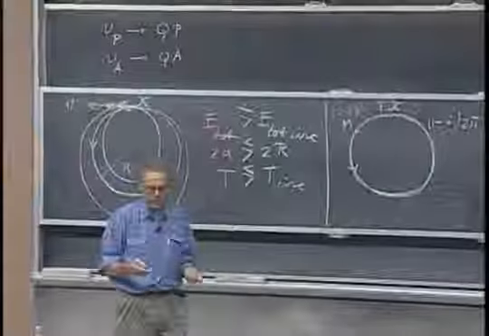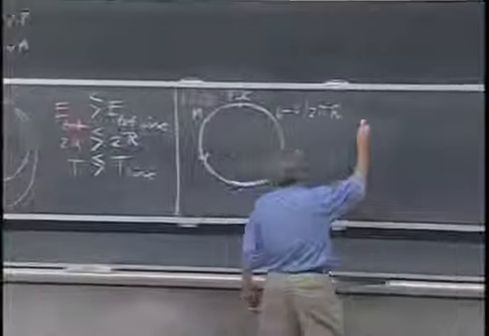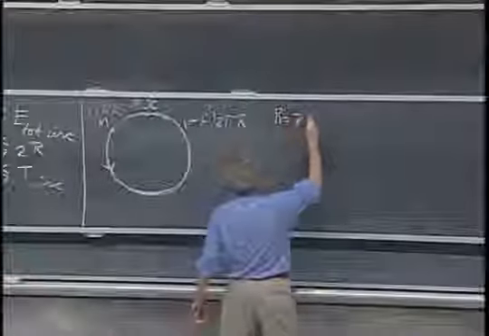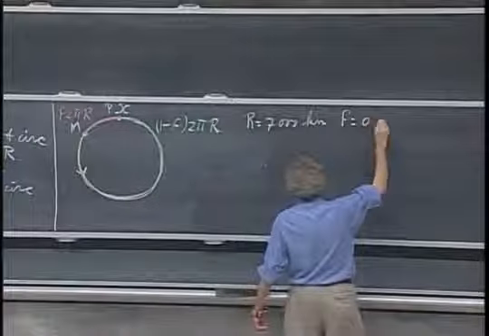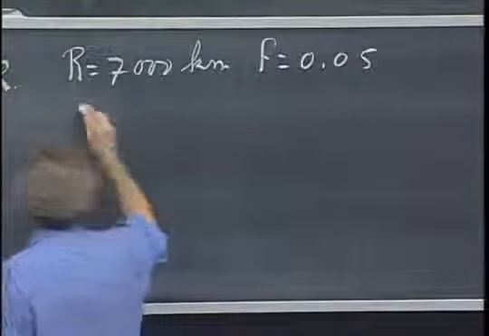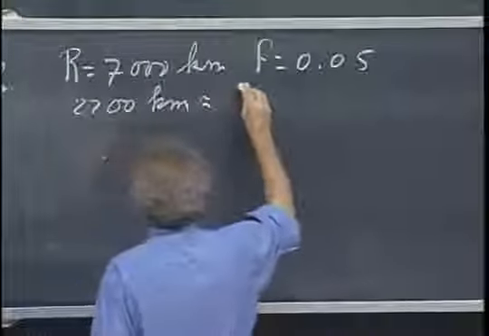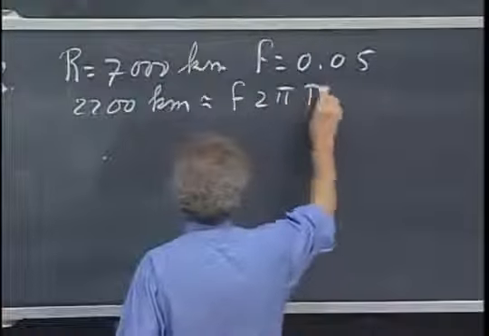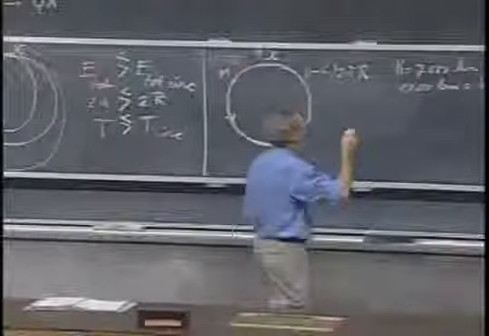And I will be more specific by giving you some numbers, then you can digest that better. Suppose they are in an orbit with a radius of 7,000 kilometers. And suppose f equals 0.05. So the separation between Peter and Mary is 2,200 kilometers. So that is f times 2 pi r. If you know the radius r, then of course the velocity of the astronauts follows immediately. You have all the tools there.